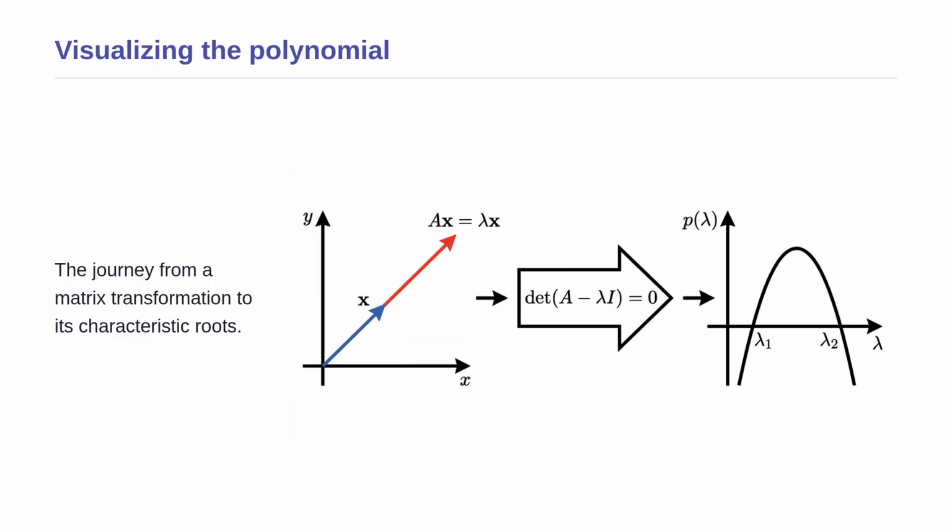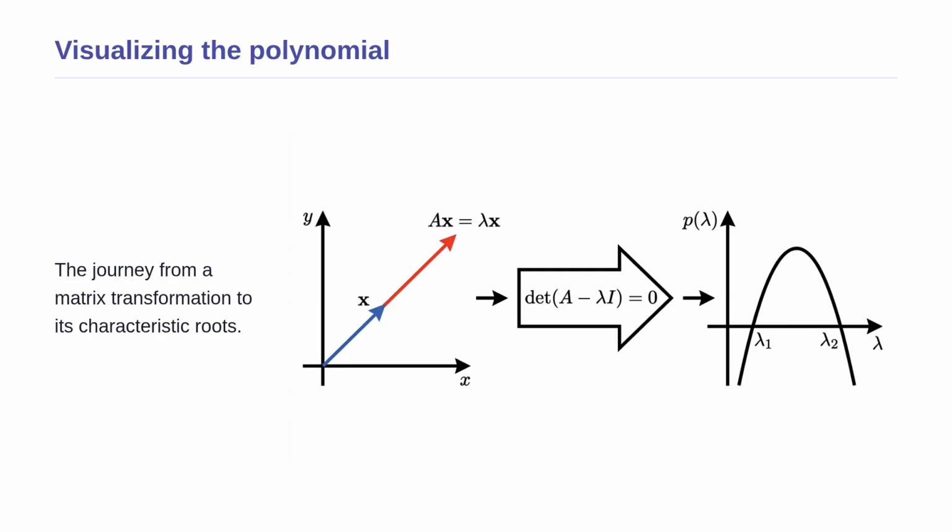Let us visualize everything we have learned so far. On the left side of the diagram, you see a two-dimensional coordinate system. The blue arrow is our special eigenvector, and the red arrow shows the matrix transformation, stretching it by a factor of lambda without changing its direction.